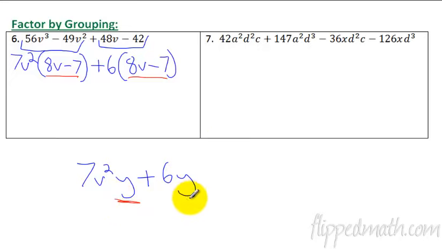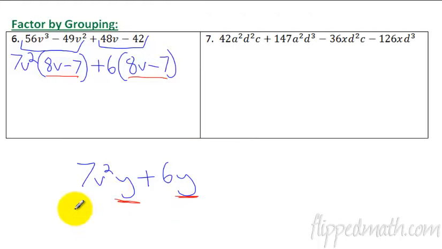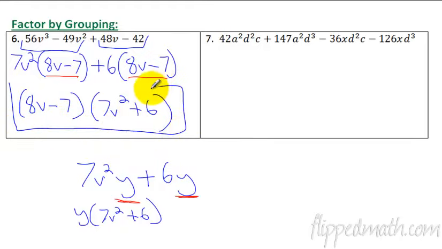This and this term are in common. And if you have that, what can you factor out? You factor out the y, 7v squared plus 6. So the y would come to the front of this thing from both of them. That's exactly what we're doing. And up here, instead of a y, it's an 8v minus 7. So our answer becomes, take out that 8v minus 7 to the front, and you are left with 7v squared plus 6. Now it's nice and factored. It doesn't keep going. We don't have any difference of squares here, nothing else, so we can box that, and it is completely factored. So number 7.